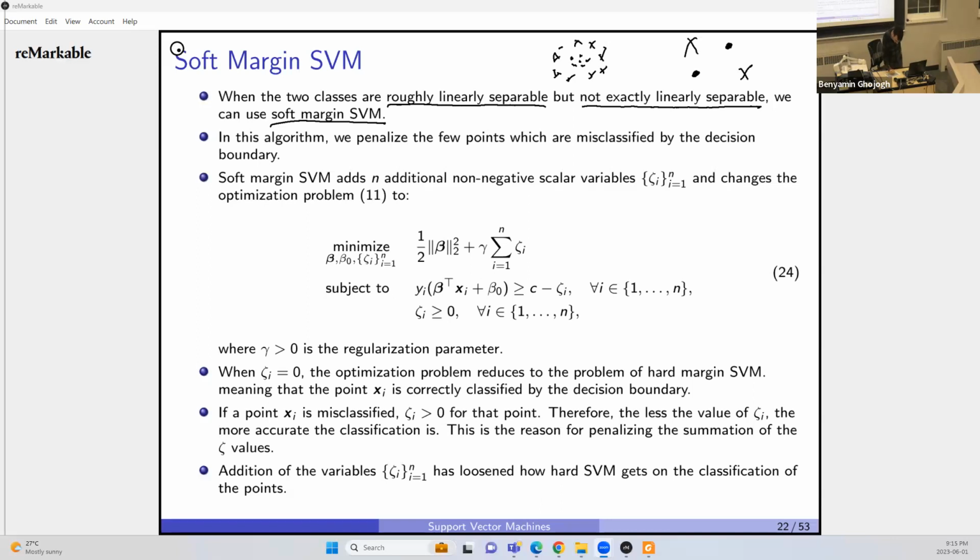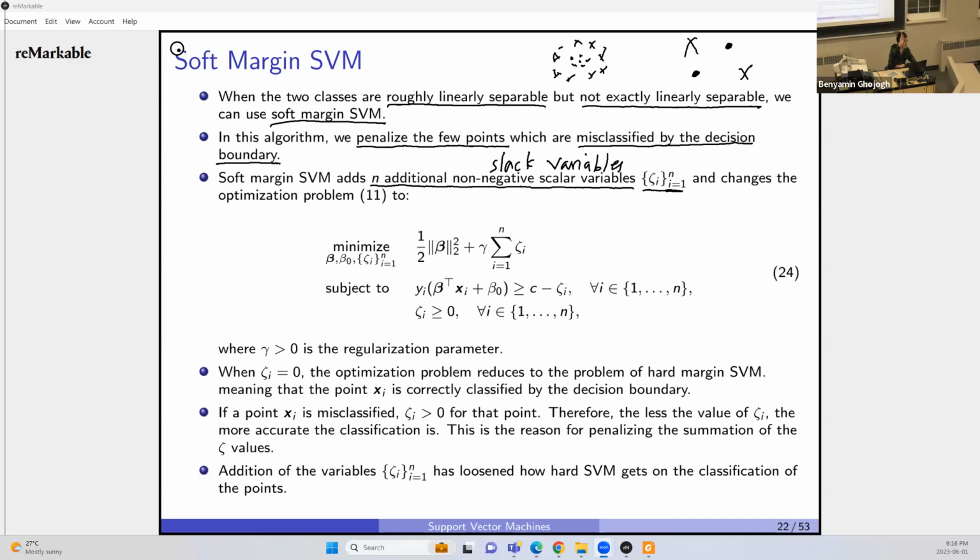Now, soft margin. In this algorithm, we penalize the few points which are misclassified by the decision boundary. The decision boundary is still linear, but we can tolerate some misclassification in a soft way. Soft margin SVM adds n additional non-negative scalar variables. I think they call them slack variables, and this changes the optimization problem.